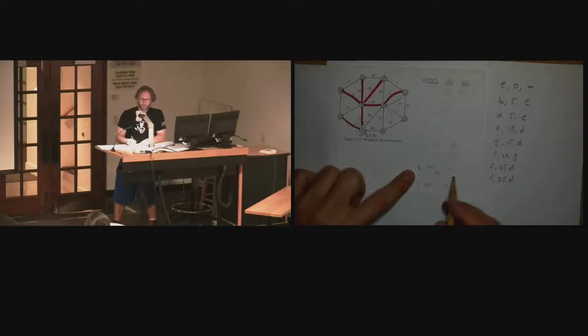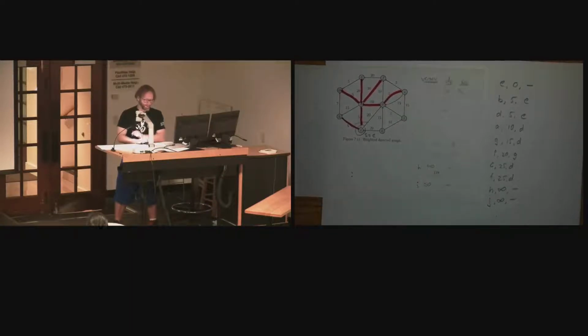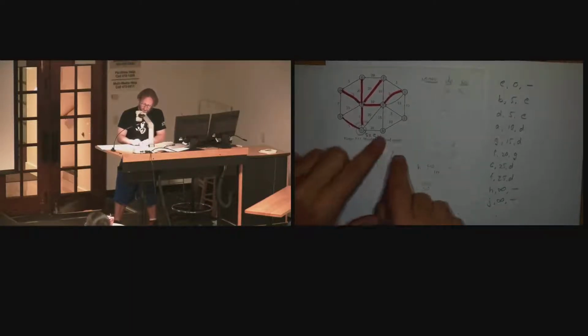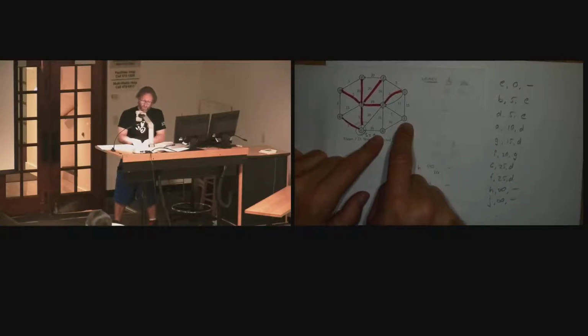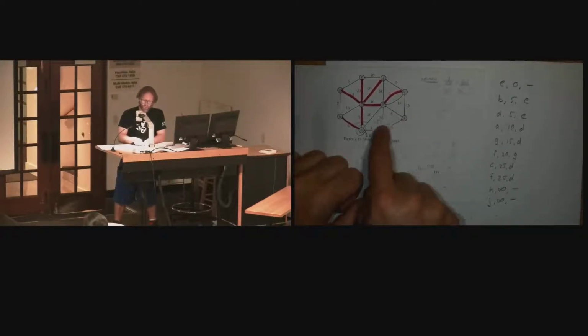H gets kicked out with an infinite distance and no predecessor vertex. J gets kicked out with an infinite distance and no predecessor vertex. Why? Is there a way to get to H from E? Look at H. What is that called? That's a source. Can you get to it at all? Never. Can you get to J? Well, you can only get to J from H. Well, you can't get to H. So these two are blocked off from E. There's no way to get to them.